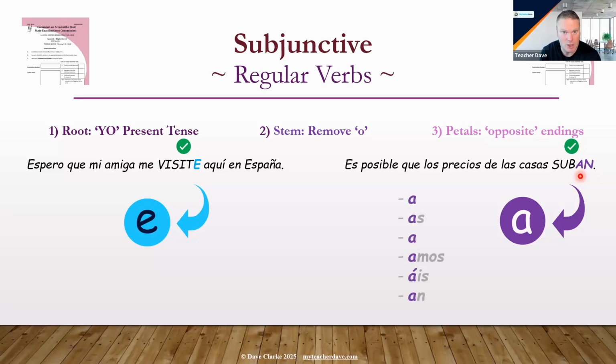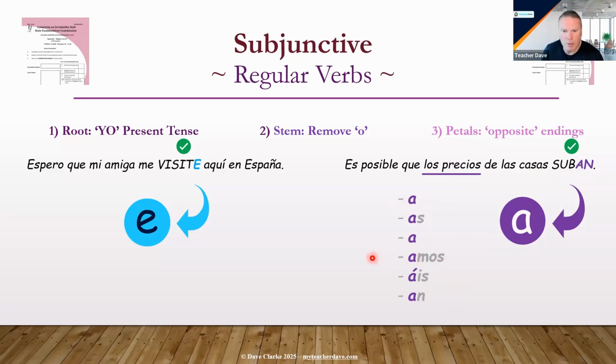Again, we have our 6 options. This time we're not talking about singular. It's actually plural. Los precios, the prices. So again, in this case, we're not interested in the top 3 because they're all singular. We're only interested in one of these 3 at the bottom because they're the plural endings.